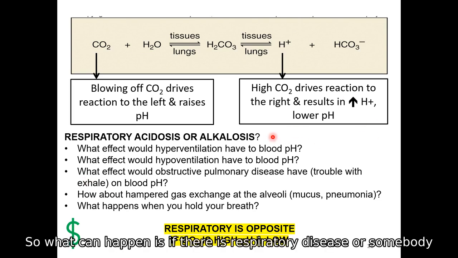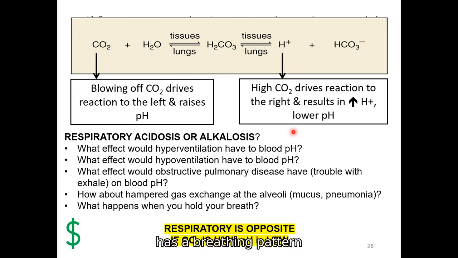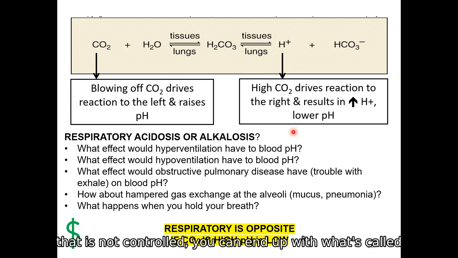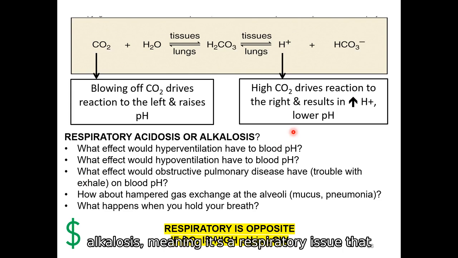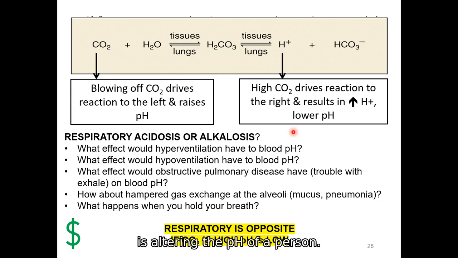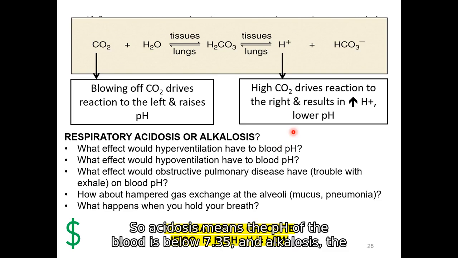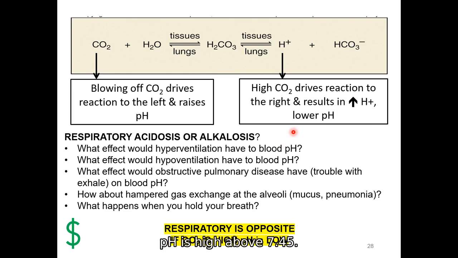So what can happen is if there is respiratory disease, or somebody has a breathing pattern that is not controlled, you can end up with what's called respiratory acidosis or respiratory alkalosis, meaning it's a respiratory issue that is altering the pH of a person. Acidosis means the pH of the blood is below 7.35, and alkalosis means the pH is high, above 7.45.